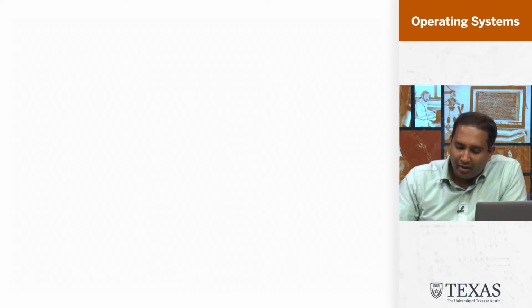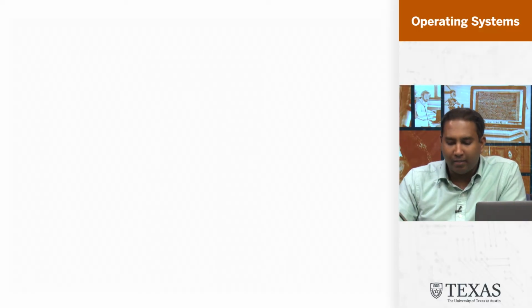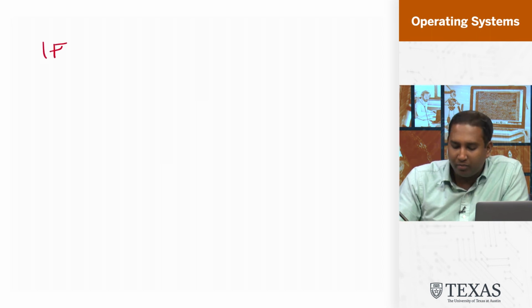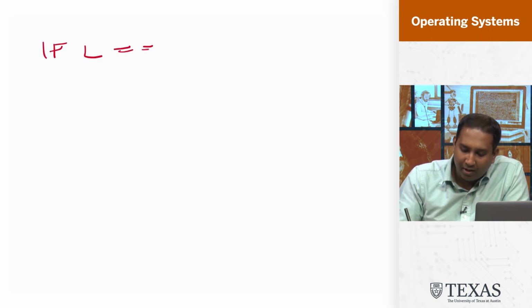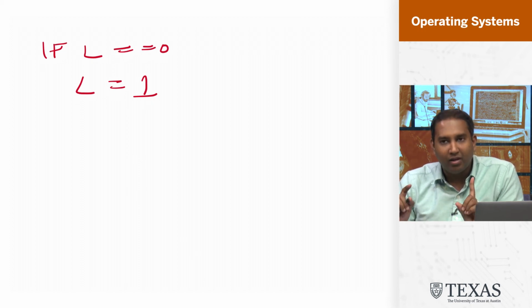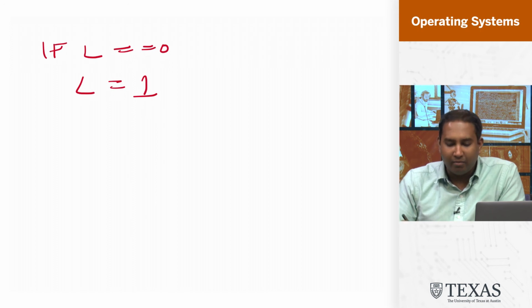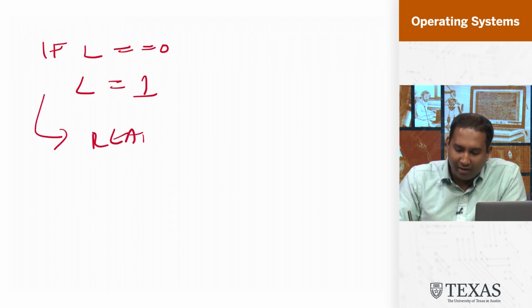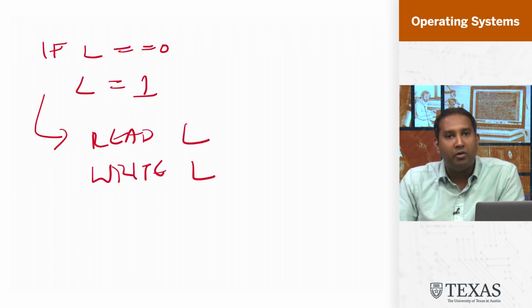So let's say you want to check, right? So the code you basically write is: if L equals 0, then L equals 1. It seems simple enough, right? This is basically what compare and swap was doing. But the real kicker here is that this is basically two operations. It's a read of L and then it's a write of L. It's not one hardware operation.